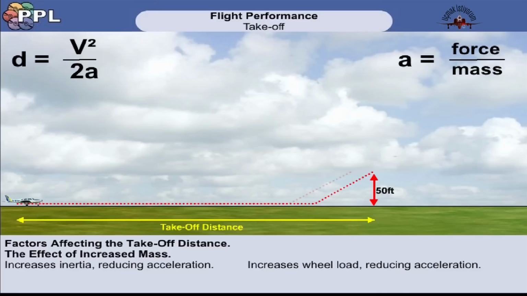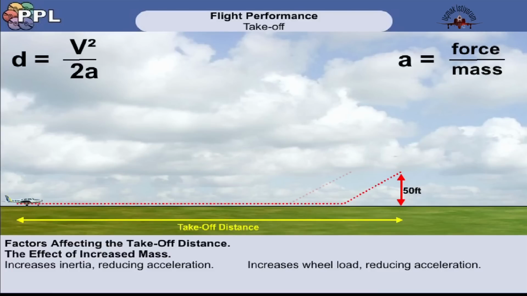A second effect of mass is that there will be more load on the wheels, and therefore wheel drag will increase. Again, this effect will increase the takeoff distance. The third effect is not as apparent as the others.